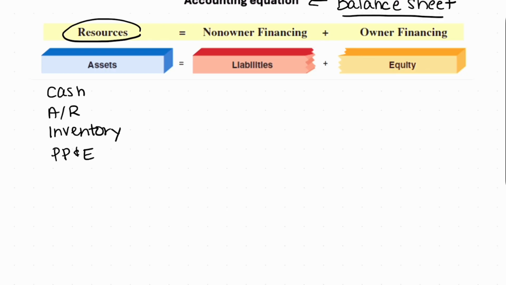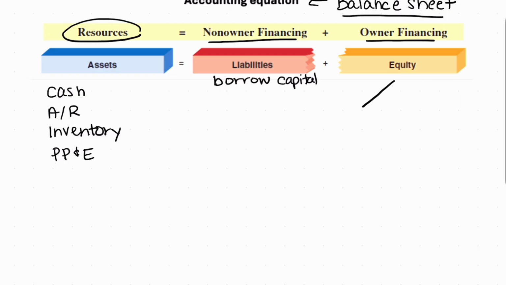Now, the next most important thing that we would want to do is keep a list of who those resources belong to. Did we borrow them from somewhere? So they belong to the bank, potentially, or a supplier, any type of creditor. So we can get resources by borrowing them. We can borrow capital. Capital is a synonym for the word resources. Now, the other way we can get resources, we can get cash, is we can have owners that contribute that capital, and they would then have claim to it.